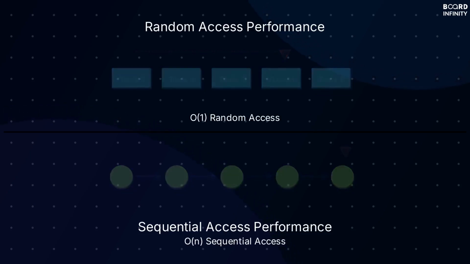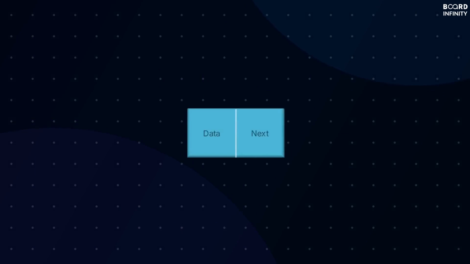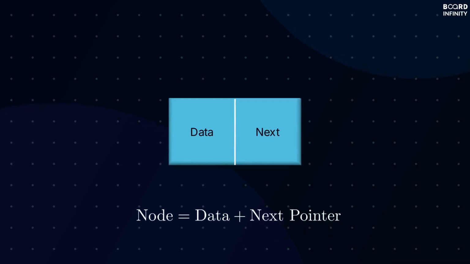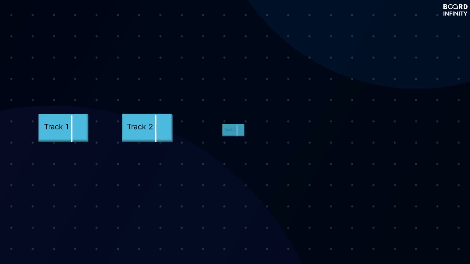To fully grasp the power and mechanics of linked lists, we need to understand their fundamental building block, the node. Each node holds two crucial pieces of information: its actual data, like a song title, and a pointer, an address that tells it where to find the next node in the sequence. This simple structure, comprising data and a next pointer, is the essence of how linked lists operate.